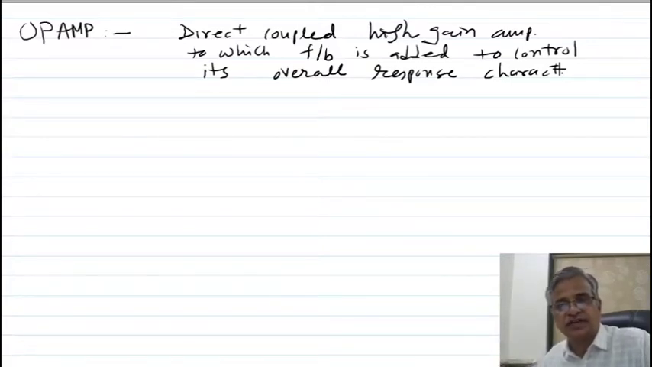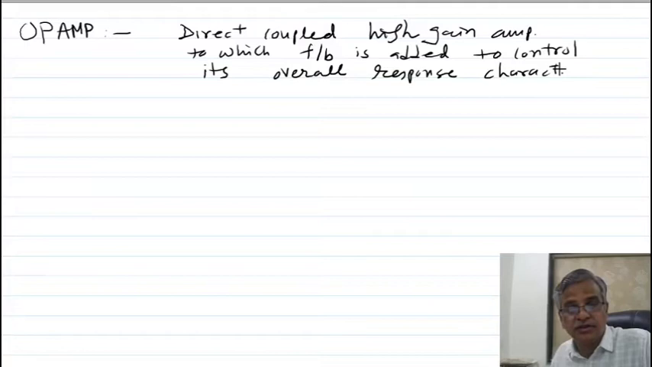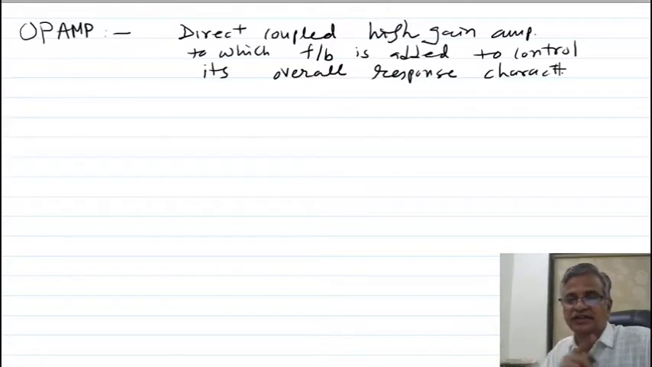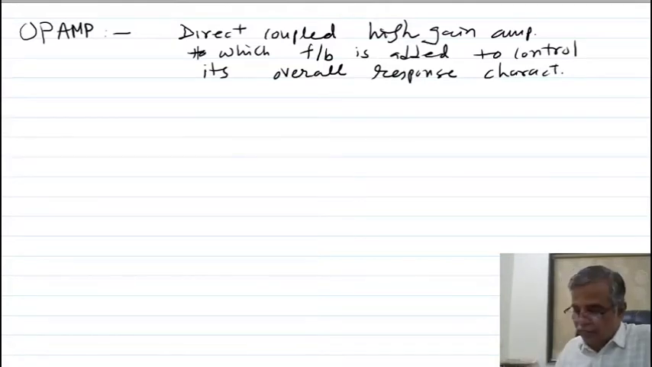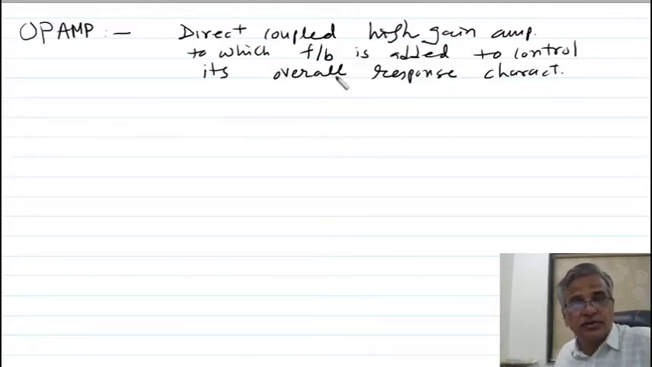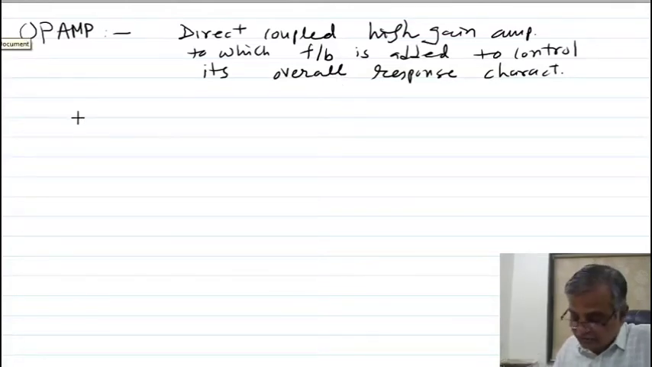overall response characteristics. Now you may have a question, what are the characteristics of the op-amp? Now I am discussing the characteristics of the op-amp. Op-amp is a direct couple high gain amplifier to which feedback is added to control its overall response characteristics.